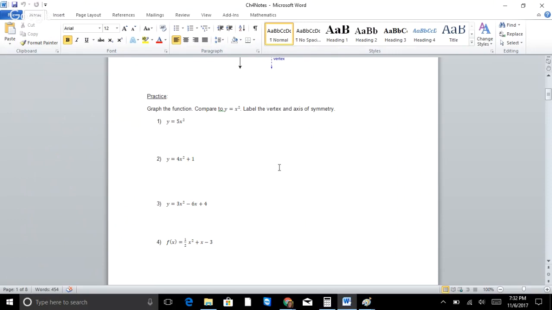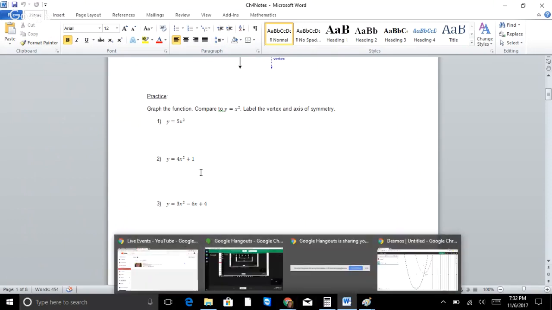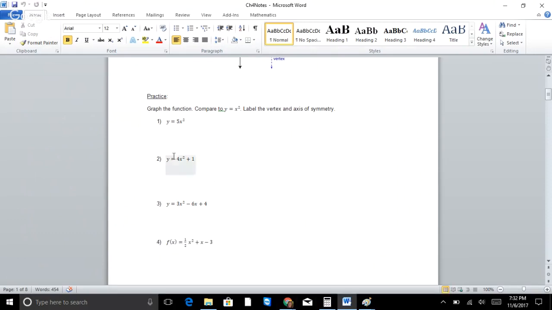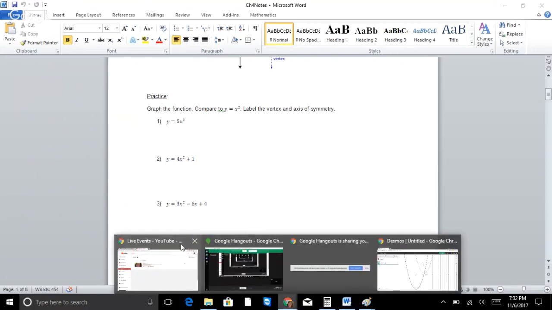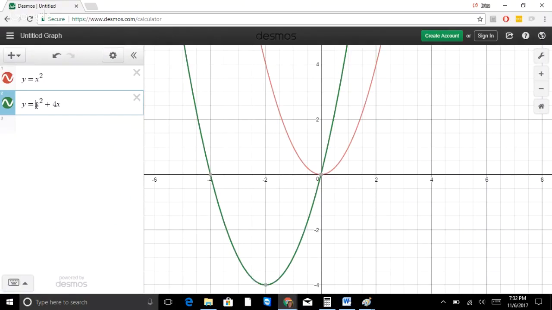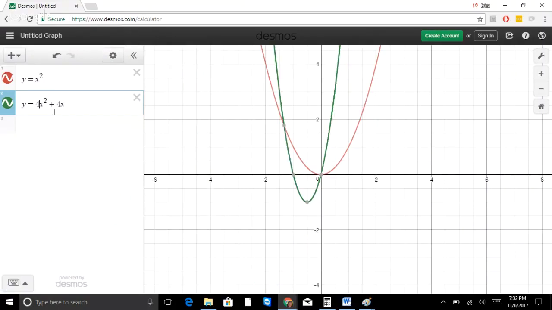I'm not asking you to hand graph it, but I do think you should be able to find the vertex and axis of symmetry algebraically as well as graphically. Obviously, you can do that. So first we have y equals 5x squared. I think we've covered that, so let's tackle 2, 3, and 4. So we have y equals 4x squared plus 1. This looks similar to what we were just doing. We just flip-flopped our numbers.